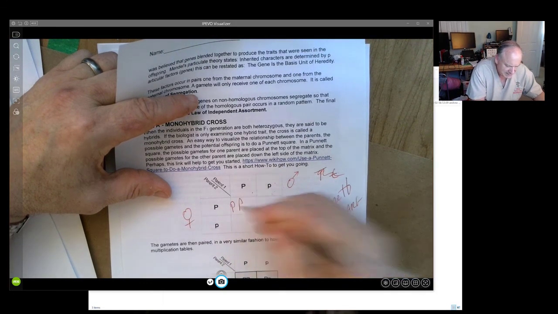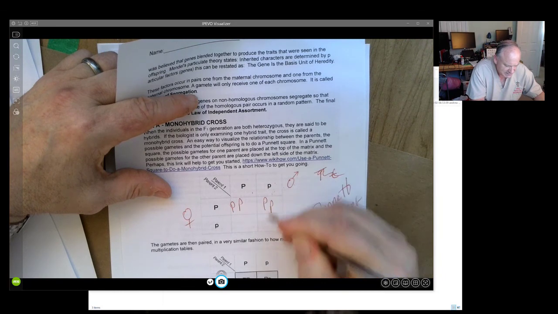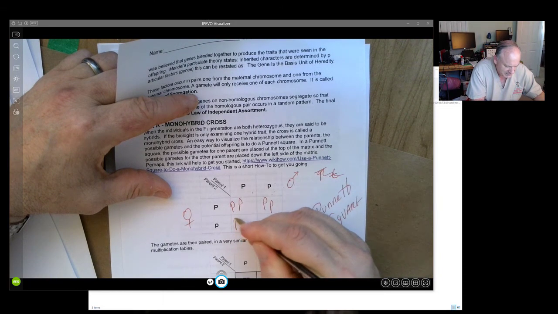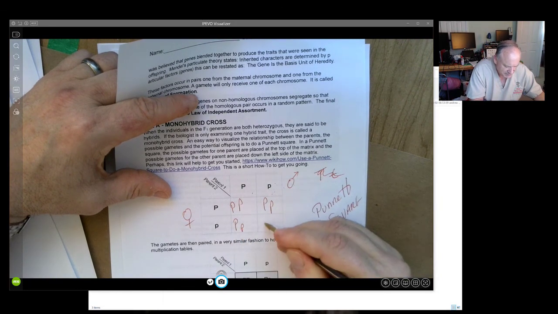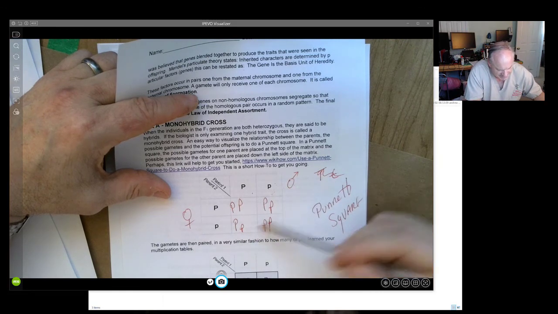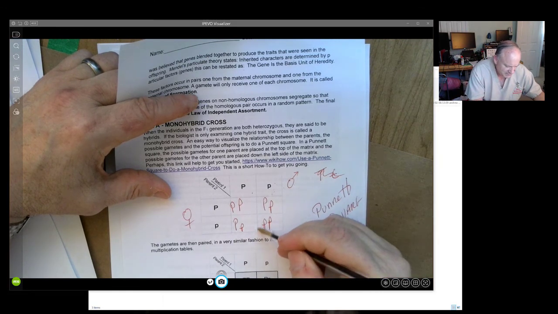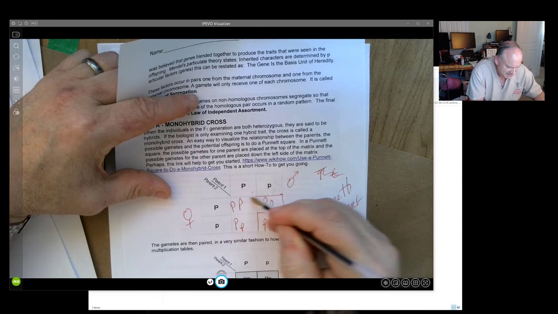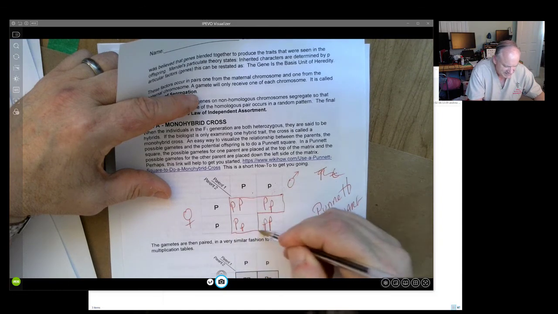Big P, big P; big P, little p; big P, little p; and then little p, little p. And so what I try to do is to accent the fact that this one's uppercase and these are lowercase. So all of these three here, phenotypically, what we see would be the same.